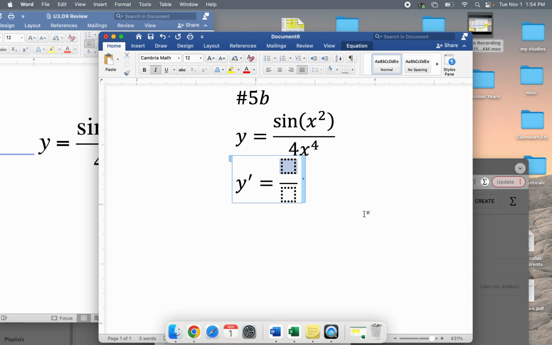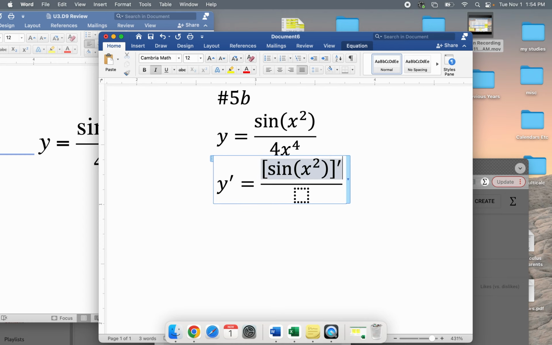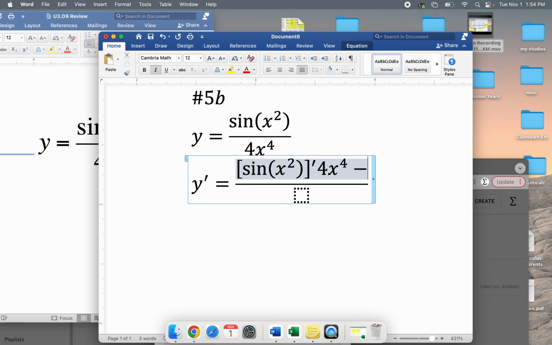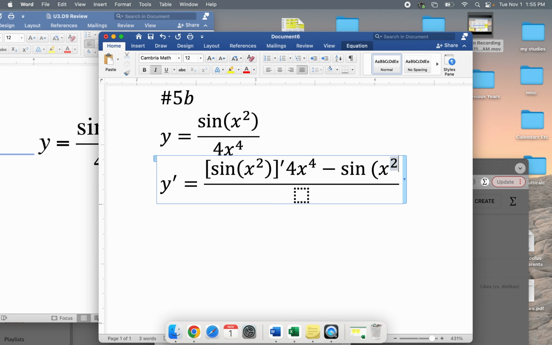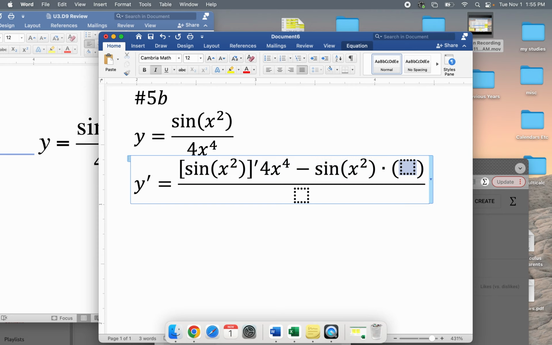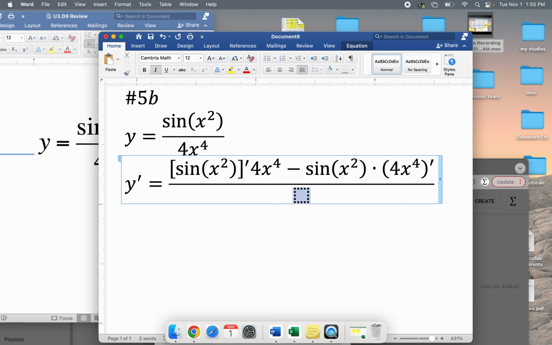So the quotient rule says, take the derivative of the top. I'm just going to write the top in brackets and write prime, times the bottom left alone, so times 4x to the 4th, minus the top left alone, so that's sine x squared, times the derivative of the bottom, which I'll write as (4x to the 4th) prime, all over the bottom squared. If you square the denominator, you have to square everything, including the coefficient of 4 in front, so that gives you 16x to the 8th. Make sure you're keeping your exponent rules straight on that one.